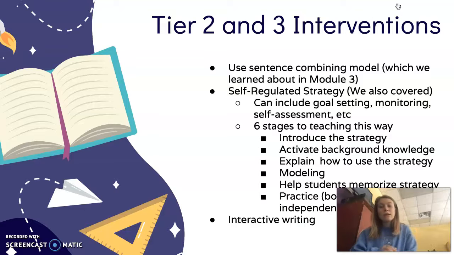They also use the self-regulated strategy, which we've covered. It can include a lot of things, including goal setting, monitoring, self-assessment, and other things. In their model, they teach it in 6 stages. So first, they introduce what they want the student to learn. Then they bring in any background knowledge that's going to be relevant and help the student to fully understand the concept. They explain a step-by-step way to use and implement the strategy.